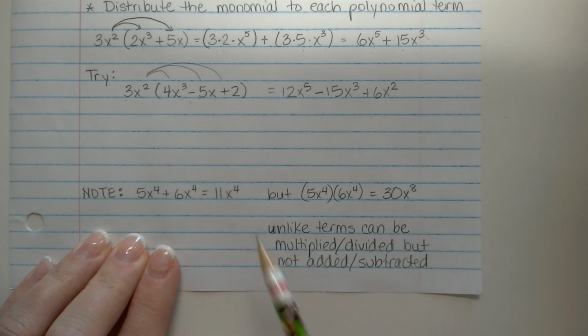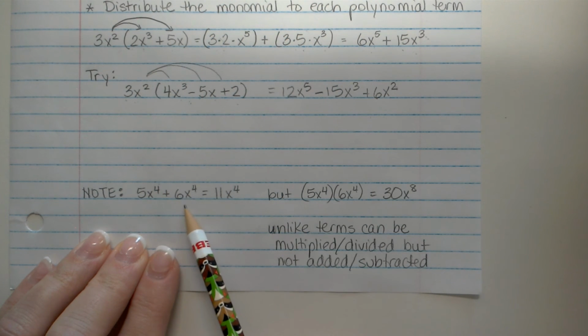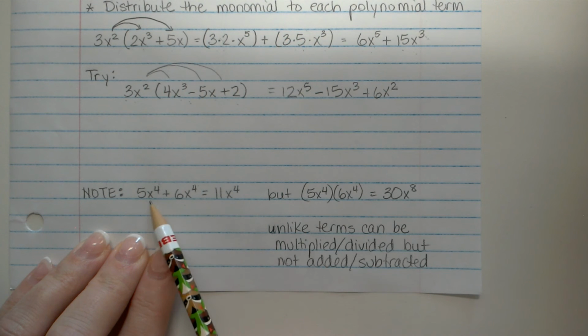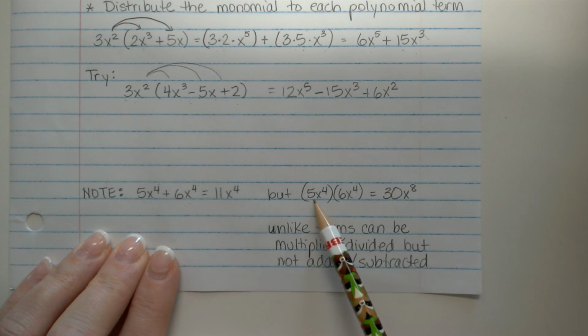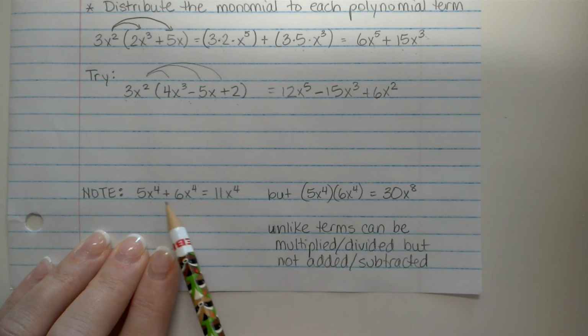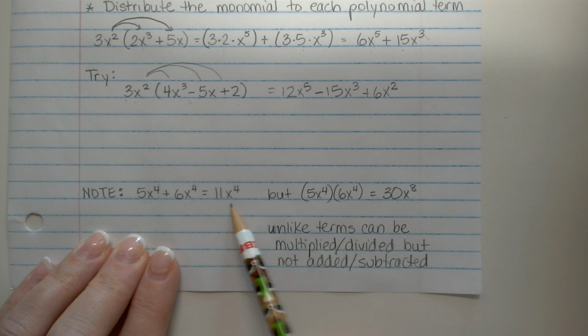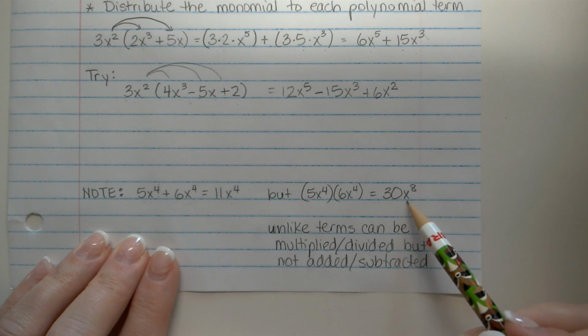All right, so let's just make a note here that this 5x to the 4th and 6x to the 4th, when you're adding them together, become 11. You add the coefficients, but when you multiply them together, you multiply the coefficients and you multiply the variables. So the variables would change, whereas here you have 5 of these and 6 of the same thing, so you have 11 of those things. Whereas when I multiply, we're going to actually change the exponent.